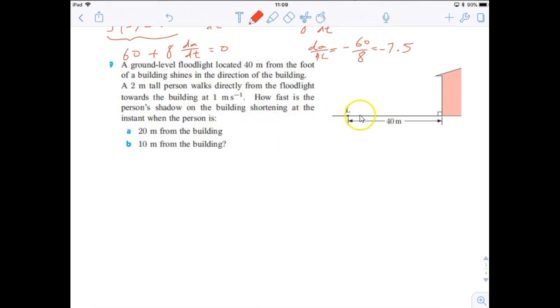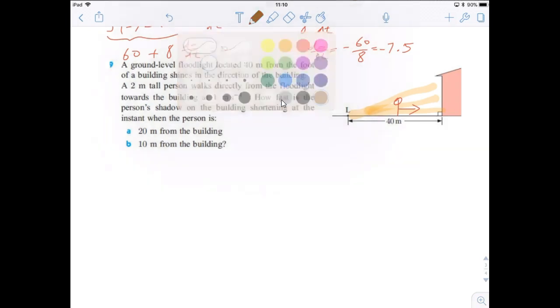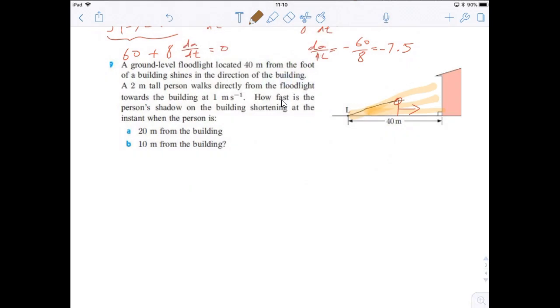Okay, so we have a floodlight which is shining toward the building. And a person, who is 2 meters tall, is walking from the floodlight toward the building at 1 meter per second. How fast is the person's shadow on the building shortening? So let's draw a line representing the shadow. It would go right by the top of the person's head, and it would be that height right there. That's how tall the shadow would be.